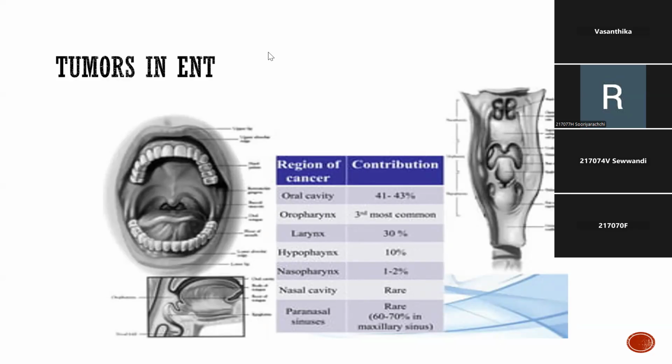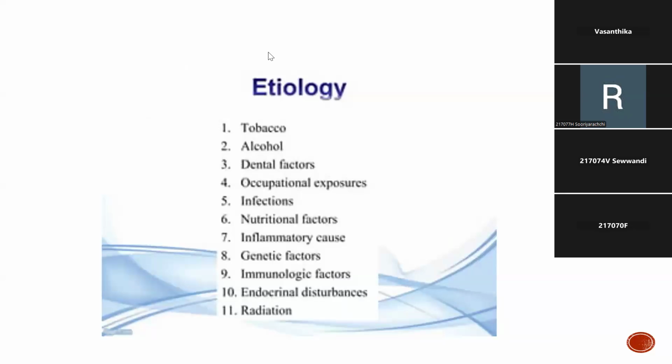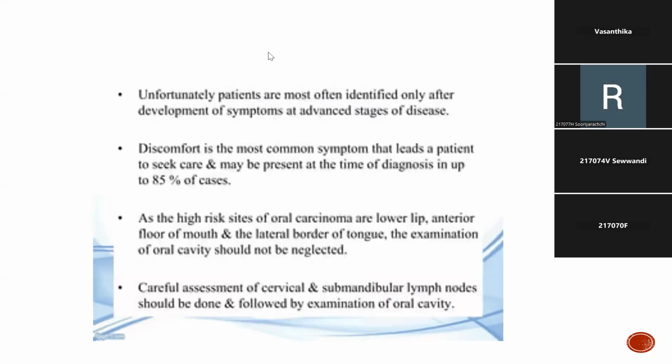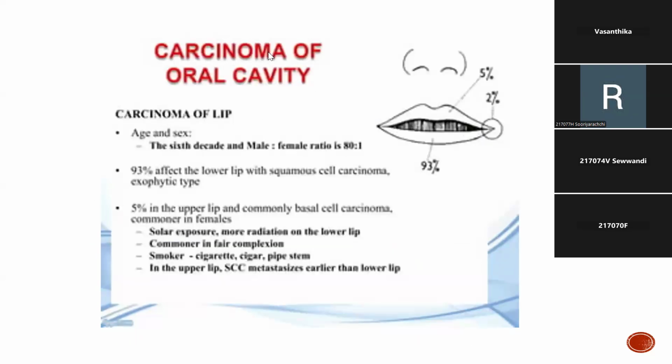Tumors are common in the tongue and the larynx. The etiological factors are tobacco, alcohol, dental factors like unhealthy dental mucosa, occupational exposures and infections. So many things are there. So I don't think you should talk about that.